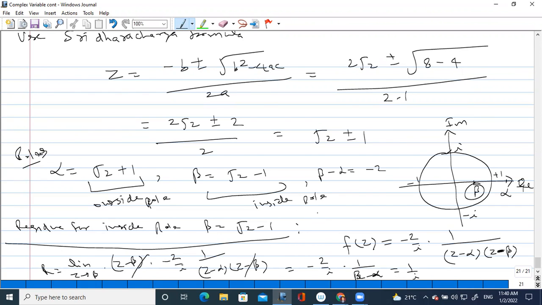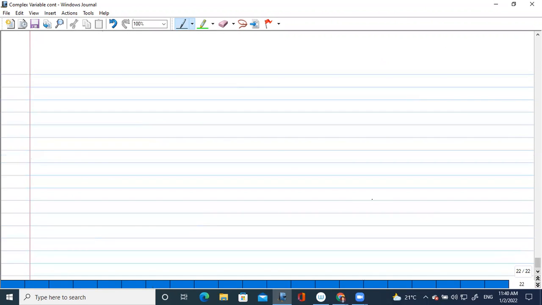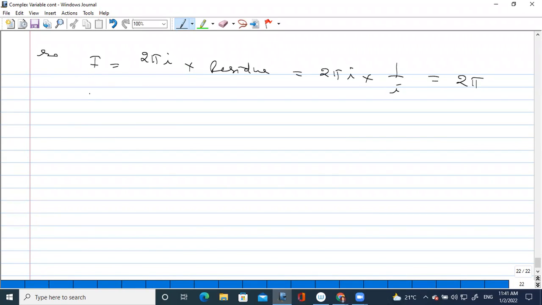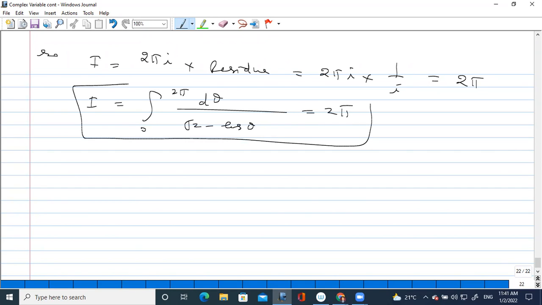Okay, so only one residue we required, the inside residue. So integral will be 2 pi I into residue. 2 pi I into residue is 1 upon I. So answer will be 2 pi. So our integral 0 to 2 pi d theta upon under √2 minus cos theta will be equal to 2 pi. So this is the final answer. Understood? So by this method, you can find it out easily.